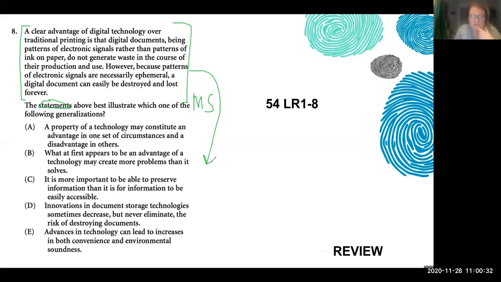What answer choices did we say for 8 that we were debating between? A and B. A and B, okay. So B: what at first appears to be an advantage of a technology may create more problems than it solves. Do we have any example of there being more problems? Do we compare the level of severity of the problems?